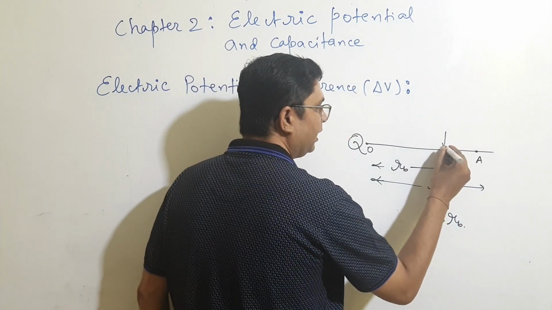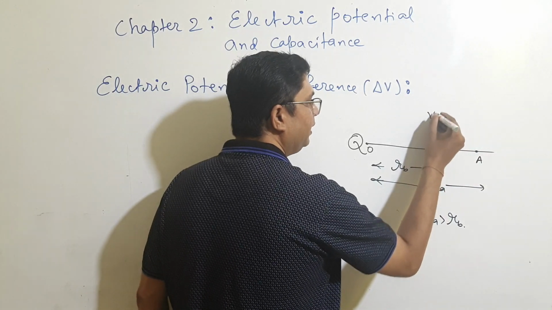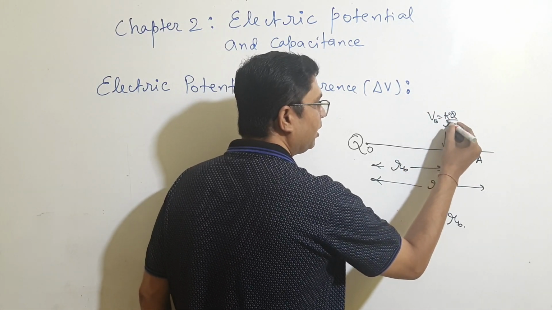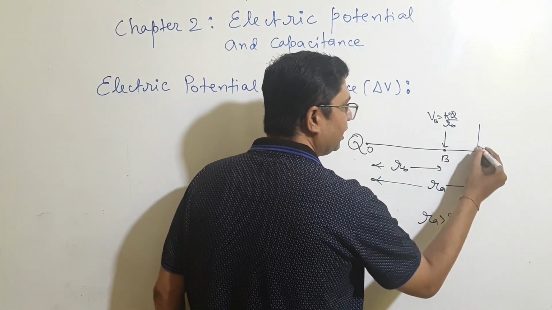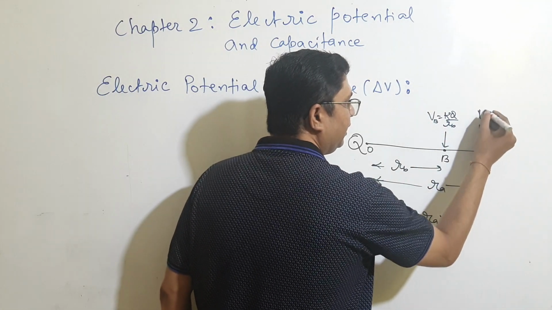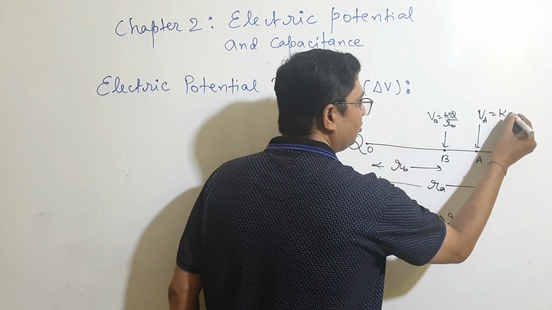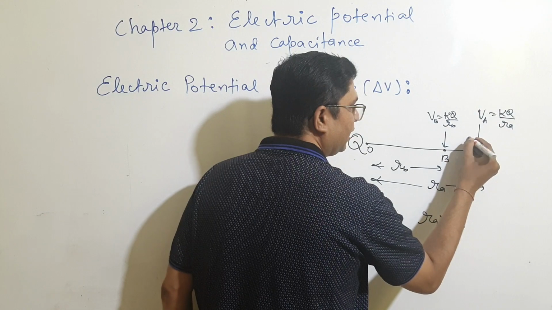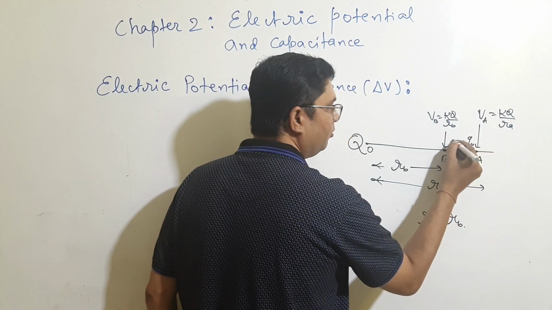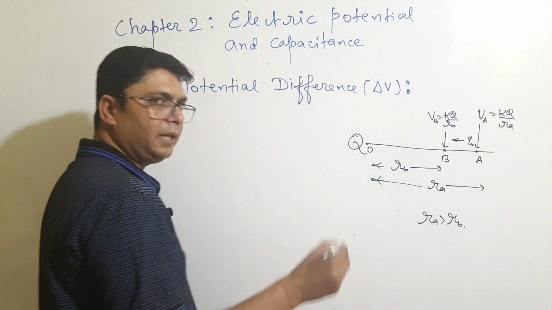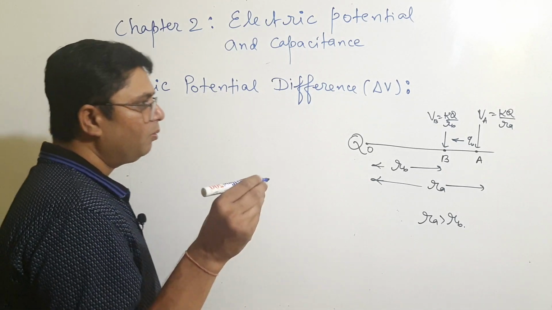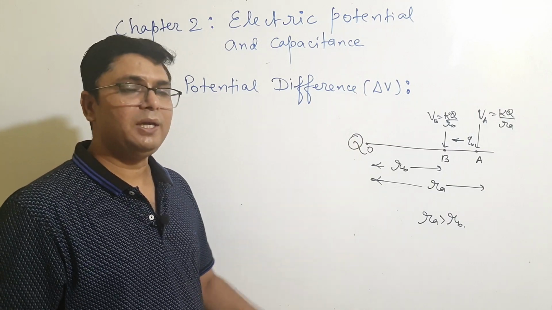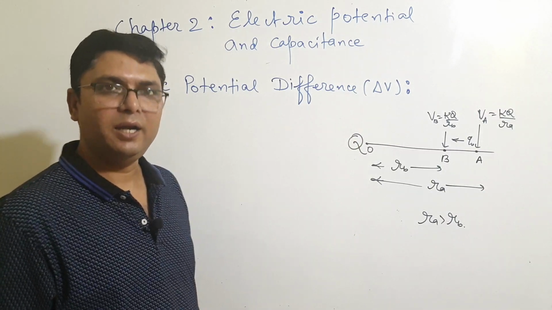So potential at point B is VB, which is equal to KQ upon RB, and potential at A is VA, which is equal to KQ by RA. Let us take Q naught charge at A and move towards B. Then the work done per unit test charge moving from A to B is said to be potential difference.